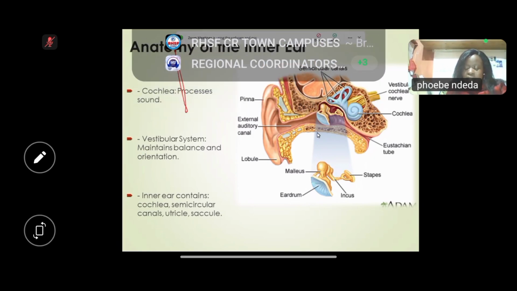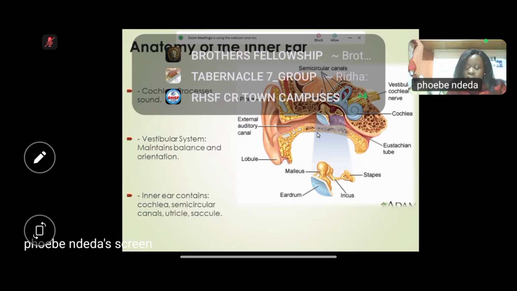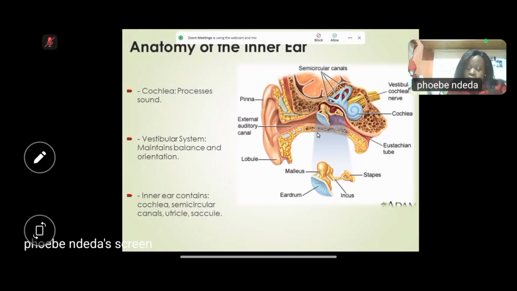It is also called the eighth cranial nerve. That is a sensory nerve that transmits sound and balance information from the inner ear to the brain. It consists of the cochlear nerve, which is for hearing, and the vestibular nerve, which is for balance. Now, the cochlear nerve transmits auditory signals from the cochlea to the brain. The vestibular nerve transmits information about head positions, movements, and also spatial orientation.